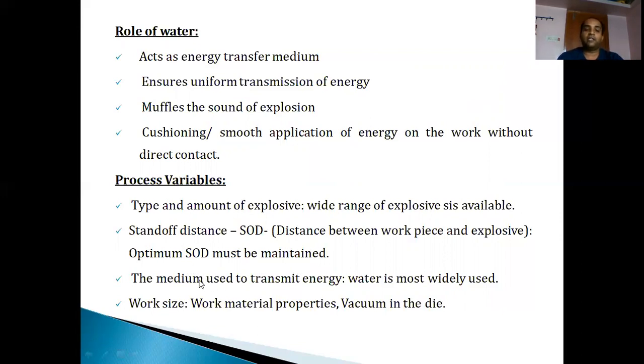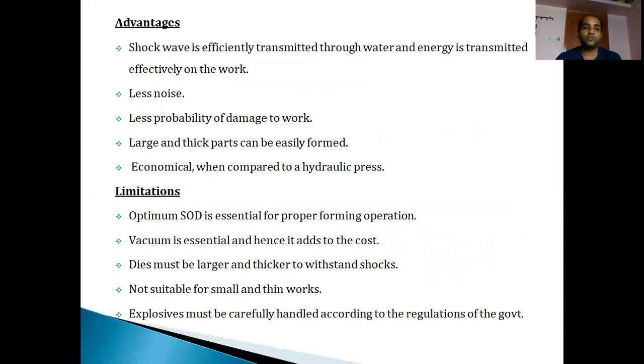And generally, many times we use water as the working medium so that the energy can be transferred uniformly throughout the entire workpiece. And another important thing is removing the vacuum from the die. This is regarding the first type of forming, explosive forming.